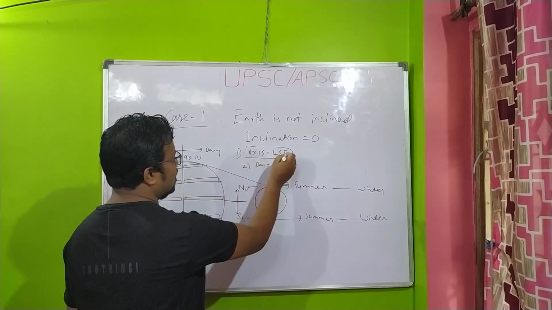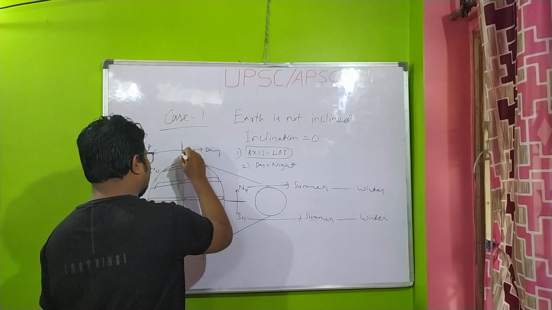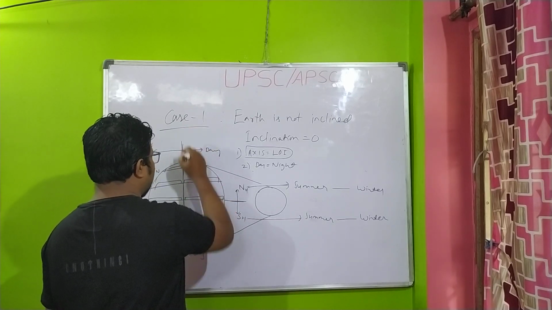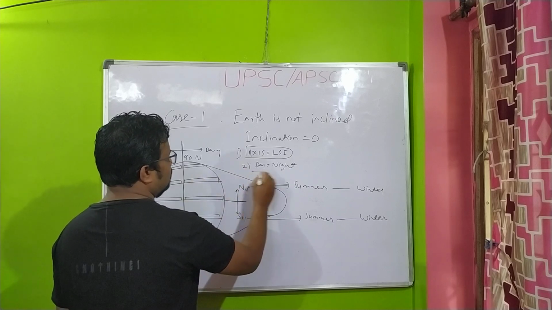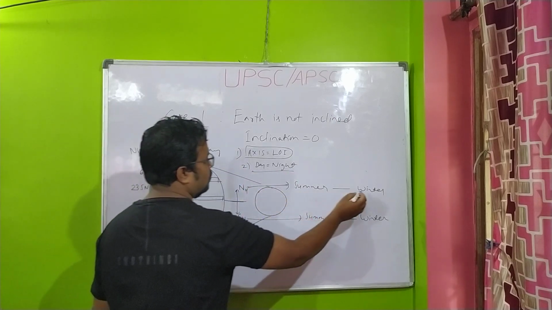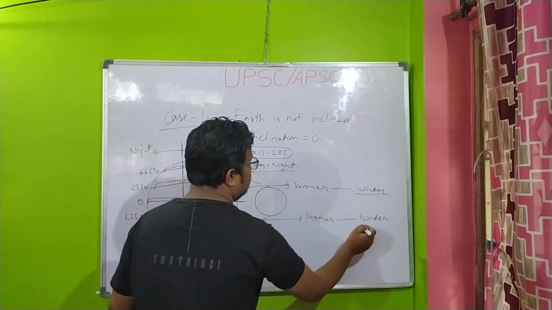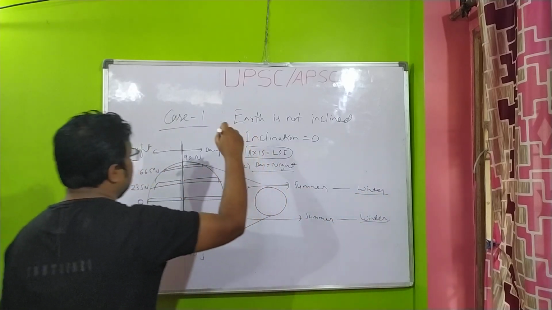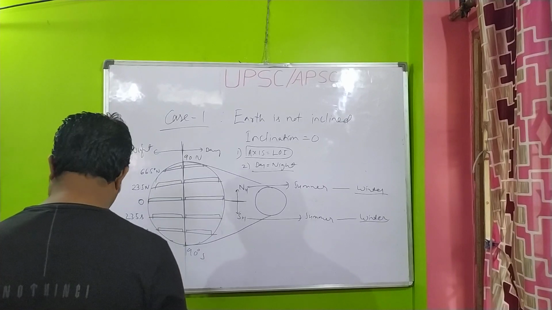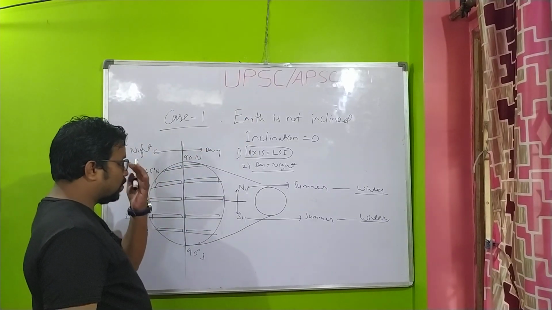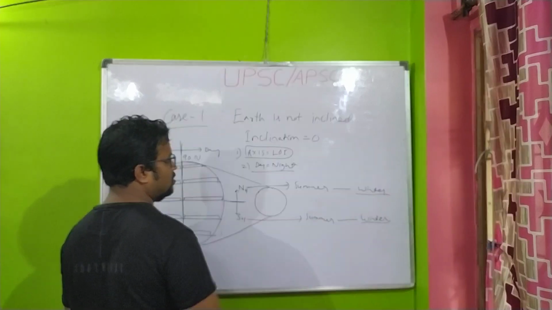Number one, axis is equal to line of illumination, because this is a vertical axis, and this is also the line of illumination. Number two, everywhere day is equal to night. Number three, if the northern hemisphere is summer, the southern hemisphere is also summer; if the northern hemisphere is winter, the southern hemisphere is also winter. So this is the first case. Actually this case is not possible, because we know the earth is inclined. So this is just imagination.